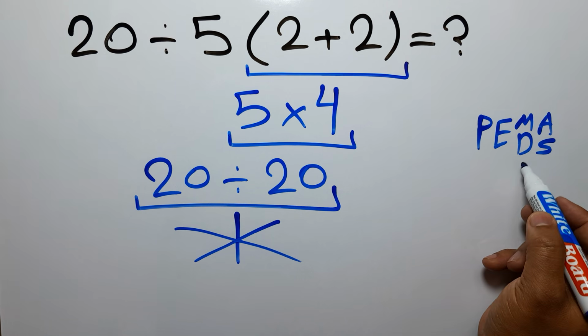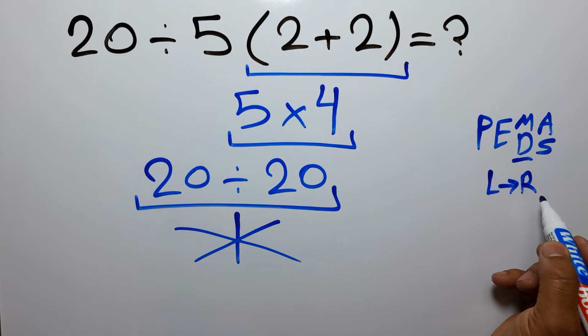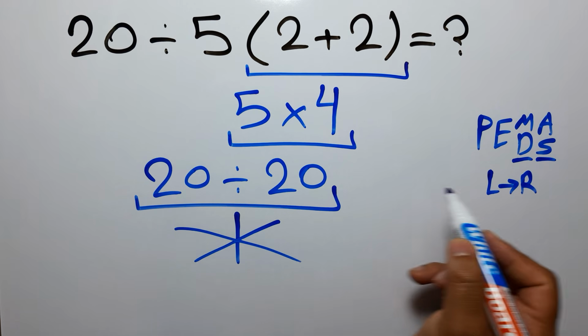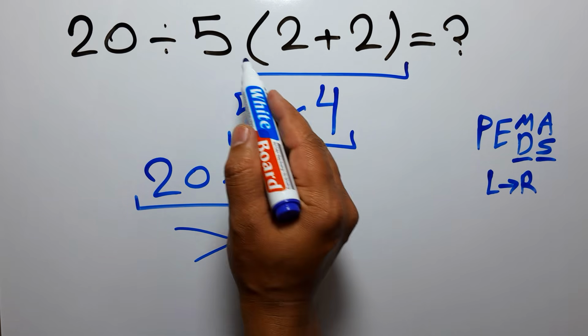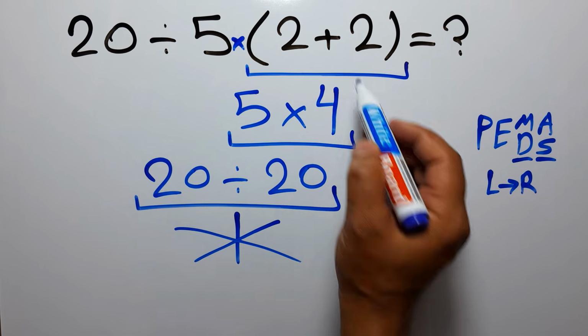Remember that multiplication and division have equal priority and we have to work from left to right. And the same applies to addition and subtraction. In this expression, we have one division, one multiplication, and one parentheses. Inside this parentheses, we have one addition.